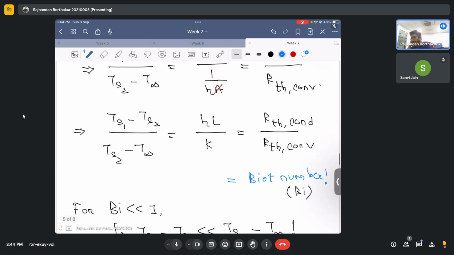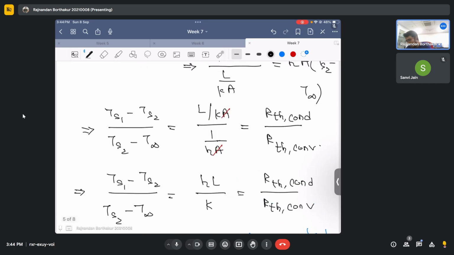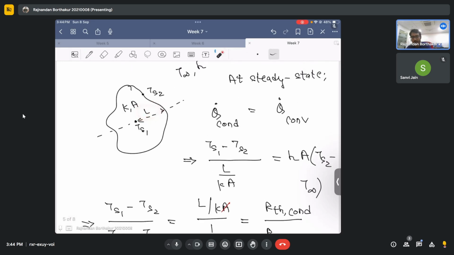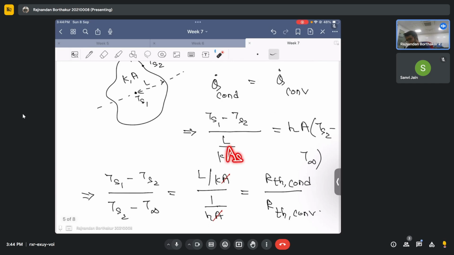And now one more thing, and before that we'll stop here for some time. One more thing is that here I said that this is L and not LC, but if you consider this area to be the surface area, then this L can automatically be replaced. In this case, the entire heat is being dissipated through the surface area. So the heat transfer area essentially becomes your surface area.